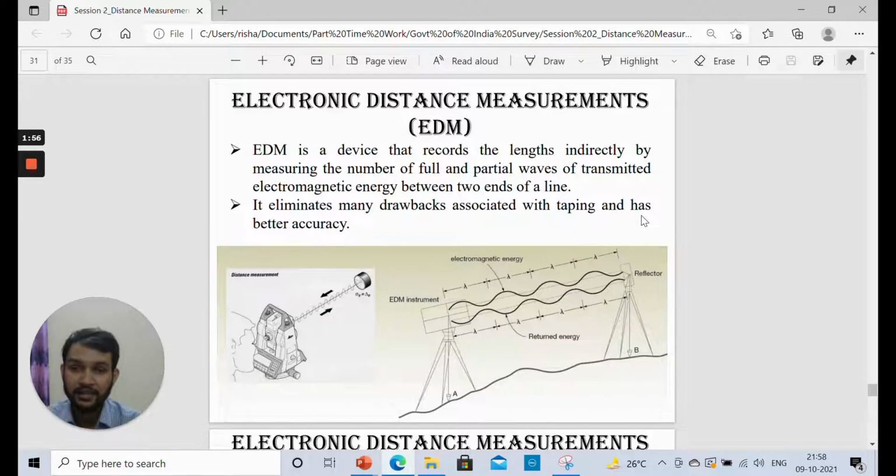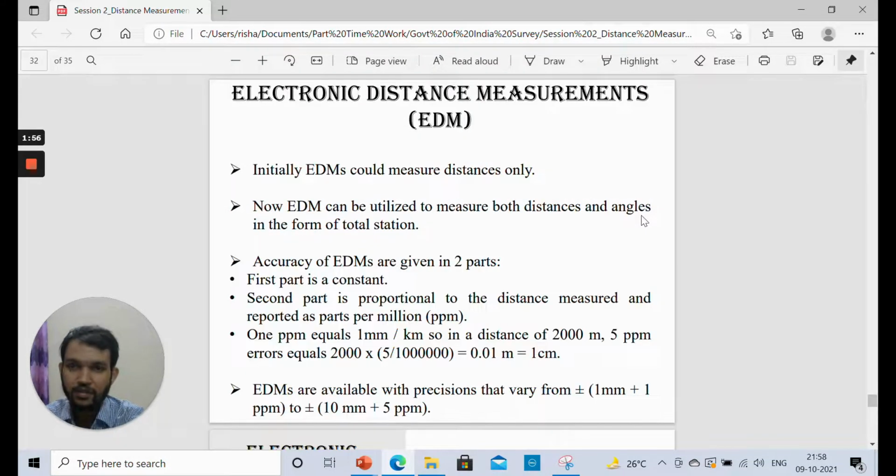Initially, these EDM devices were only used to record distances, but now they do all the calculations and are even successful in recording horizontal and vertical angles between different points, as in the case of the total station. Total station devices are used for evaluating horizontal and vertical angles as well as horizontal and vertical distances between different points. This is why it is written that it eliminates many drawbacks associated with taping and has very high accuracy. That's the best advantage of EDM devices.